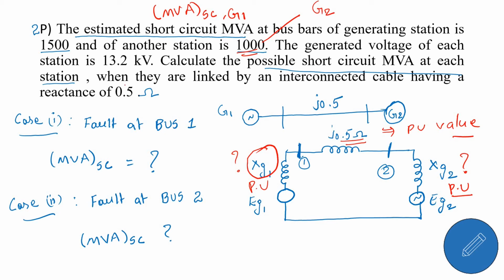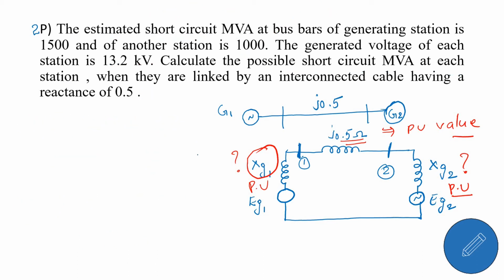And also they have given the voltage. This is the base voltage. We can take it as a base voltage of 13.2 kV. Now let us first find these values XG1, XG2. Then we will see with respect to which terminals we need to find the X Thevenin to calculate the short circuit MVA. Solution.